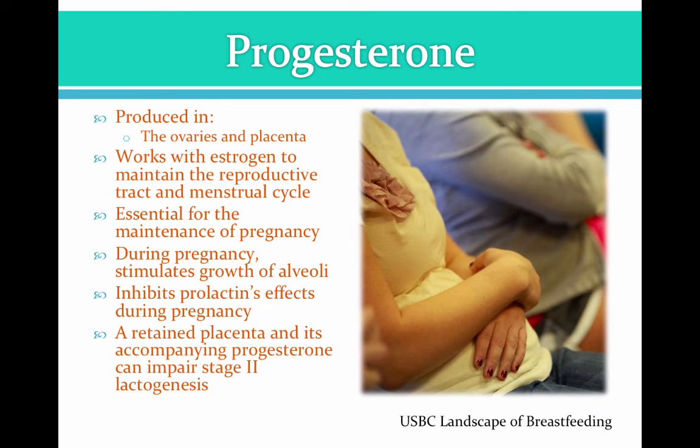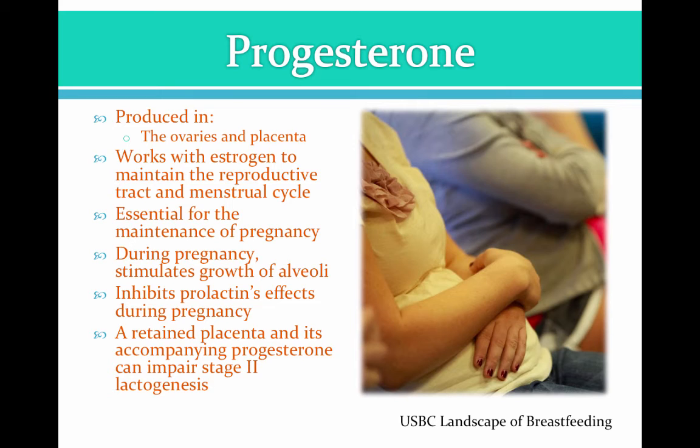Progesterone is produced in the ovaries and the placenta. It works with estrogen to maintain the reproductive tract and the menstrual cycle. It's essential for the maintenance of pregnancy. In fact, the Latin word means for gestation. And during pregnancy, progesterone stimulates the growth of alveoli.